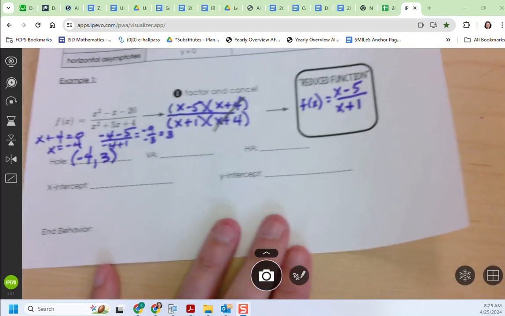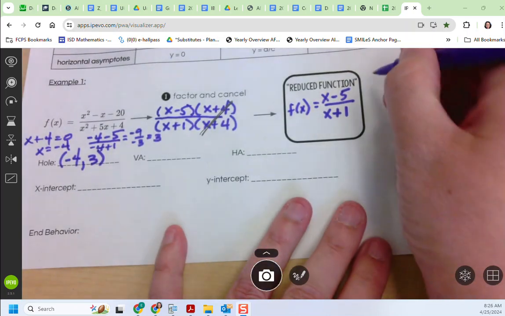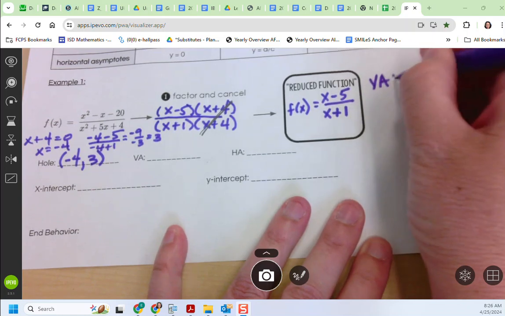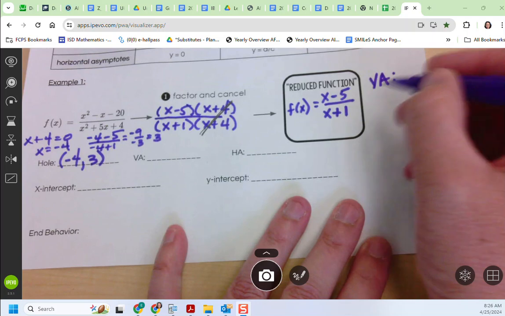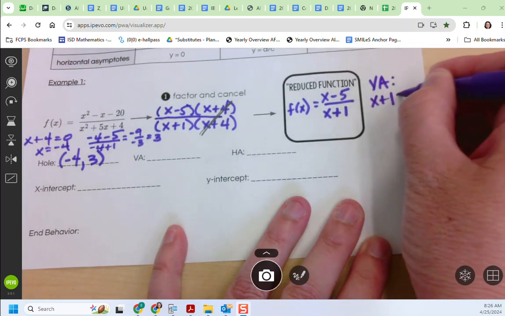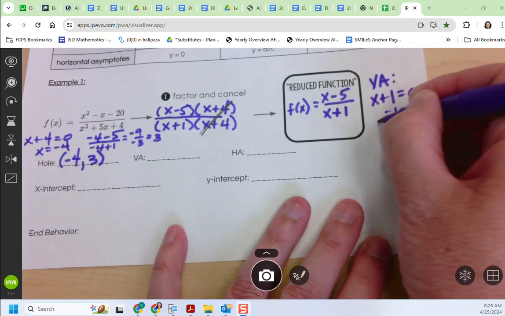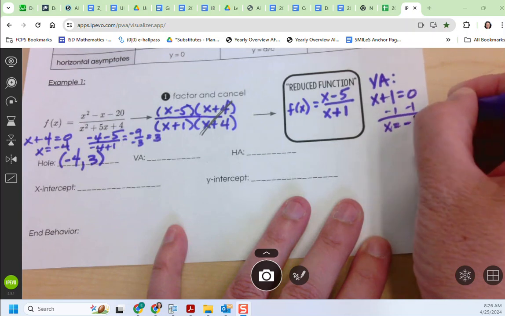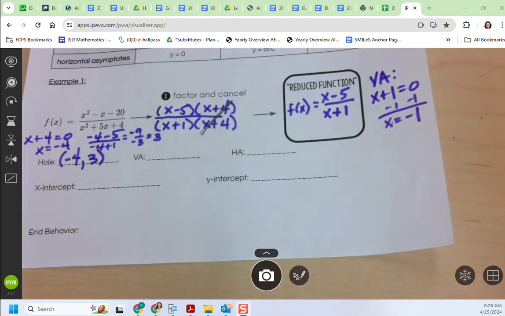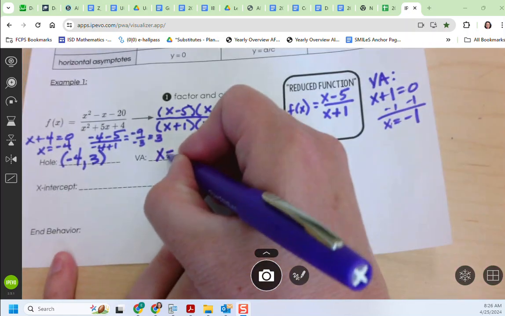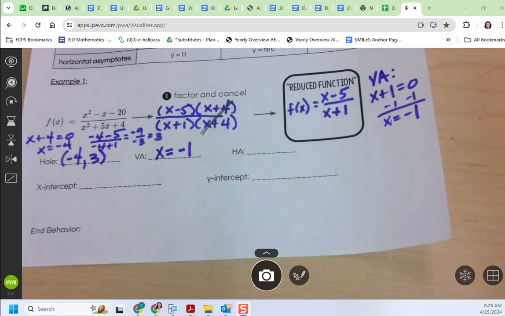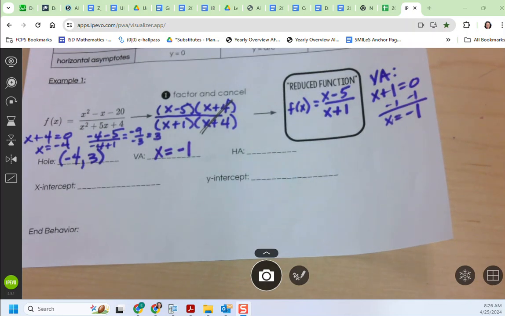I think I'm going to use the space over here on the right for my asymptotes. Your vertical asymptote is going to be what makes this denominator equal 0. So x plus 1 equals 0. And subtract the 1. x equals negative 1. You can't just write negative 1 because that's not an equation. You have to write the whole equation of the asymptote, and it's going to be x equals negative 1.